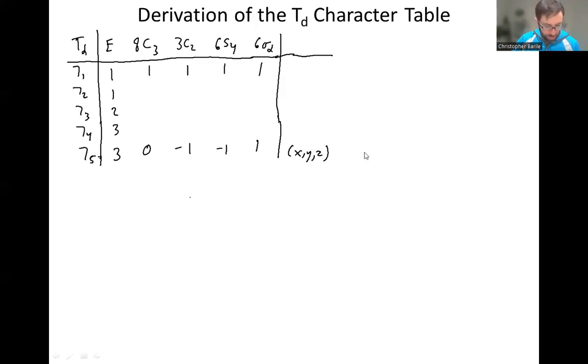All right, so this is part three of deriving the Td character table. It's a classic character table, but I haven't seen anybody else anywhere on the internet deriving it because it's a little difficult to do and requires some pretty difficult visualization or math. We got through it on Gamma 5 in part two.